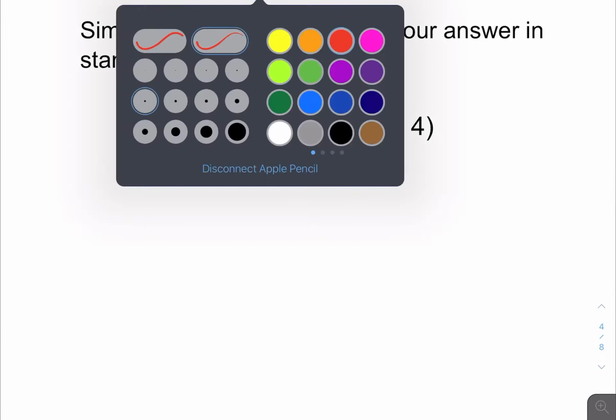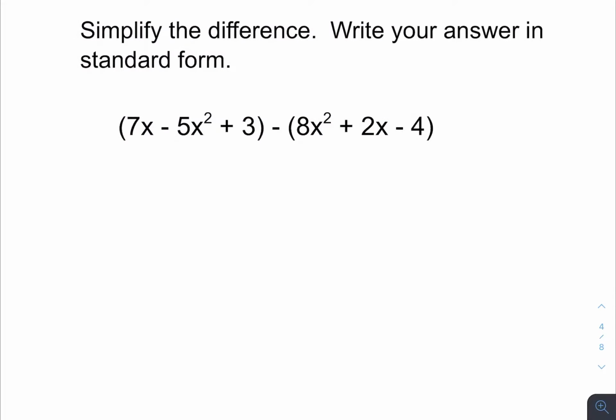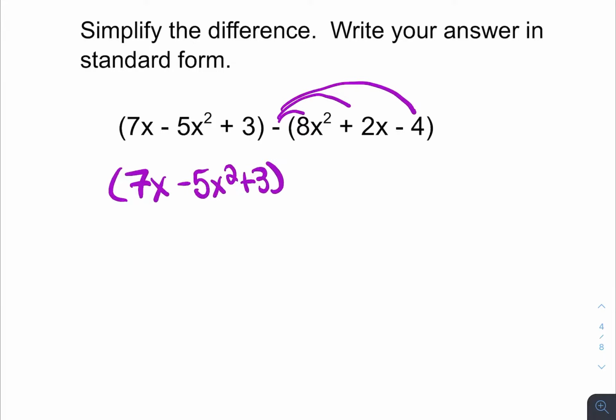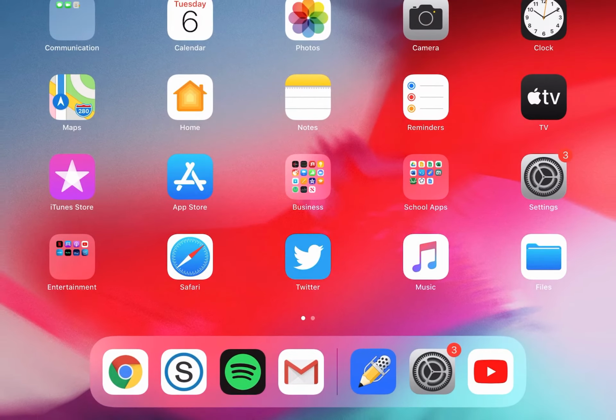Okay, second one here, it says simplify the difference. Reminder with this, when we have a subtraction problem with two separate polynomials, it's best to turn it into an addition problem. How we do that is we distribute that negative to each term. So I'm just going to rewrite this left side. I'm going to change this to addition. And now if we distribute that negative, we really have negative 8x squared minus 2x and then plus 4.